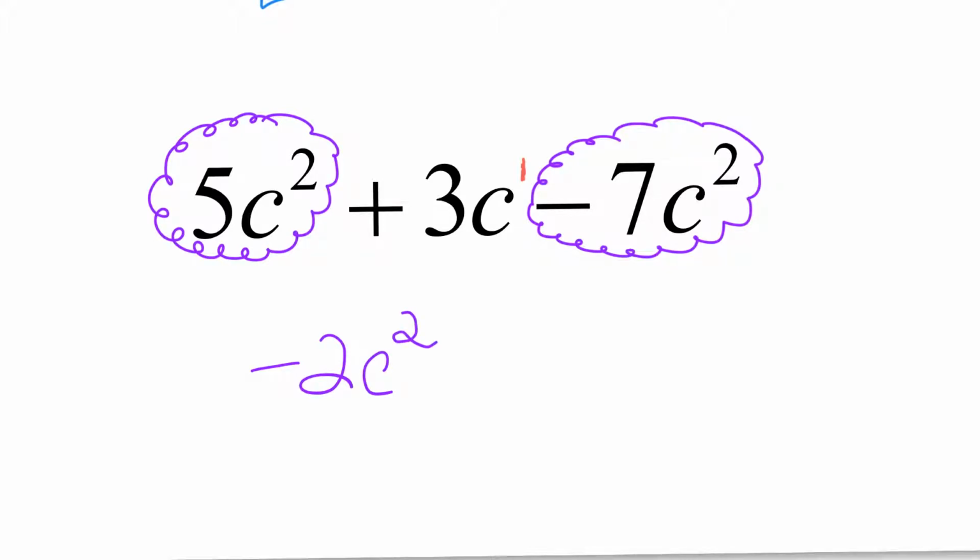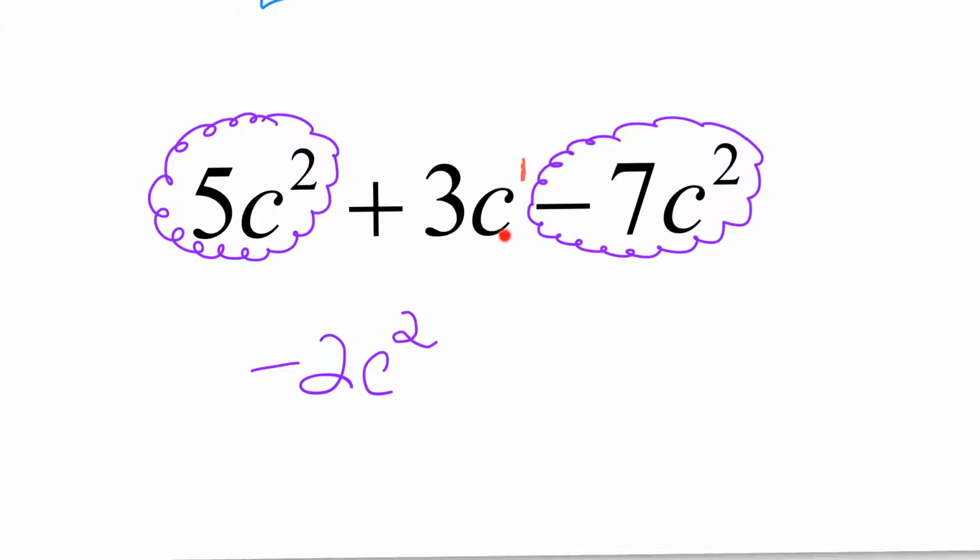Now careful with the exponent, guys, because a common mistake when students combine like terms is that they like to add the exponents, 2 plus 2, and they put a 4 here. That's not what you do when you combine like terms. You keep the same variable with the same exponent.